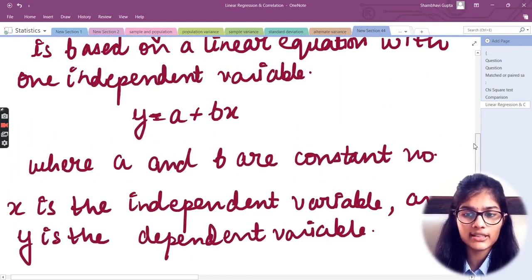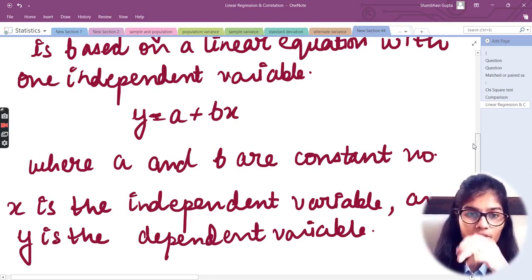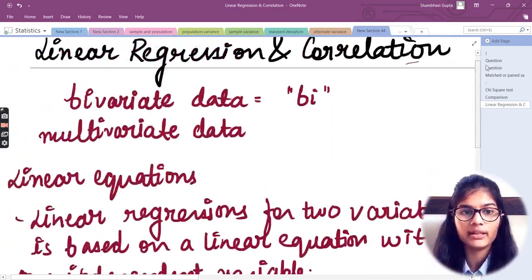It completely depends on what variable you set as dependent and what variable you set as independent. That depends on you, right? So you choose a value to substitute for the independent variable and then solve for the dependent variable. Hope this is clear to you as well, right?